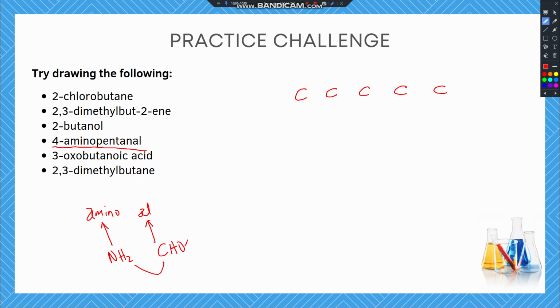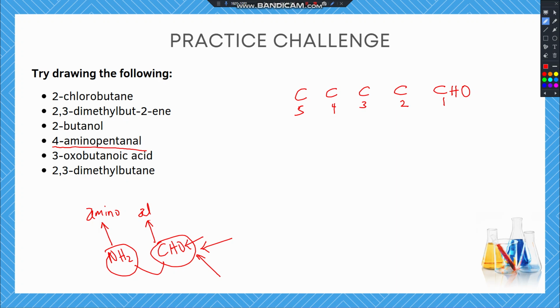Between these two, this one takes priority because in the order of priority, the aldehyde functional group comes before the amine functional group. So that means we're going to give priority to this one over here. So how do we do that? It means we're going to start counting from the end closest to it, or we're going to attach the aldehyde functional group to the end from where we'll count. So to do that, we have CHO over here. So now that we have identified it, it means we'll start counting from here. 1, 2, 3, 4, and 5.